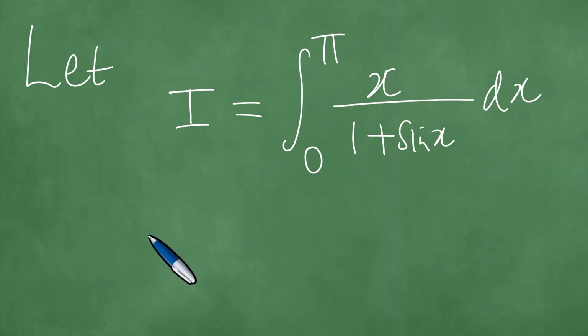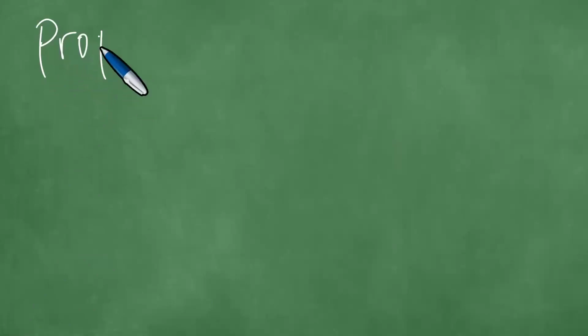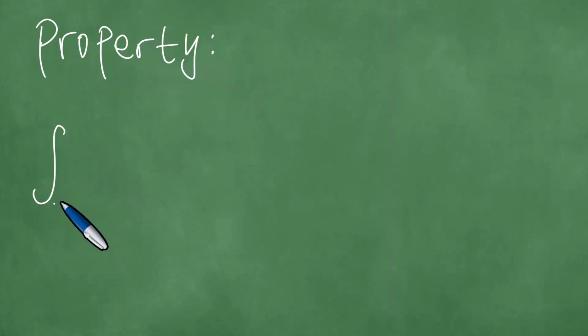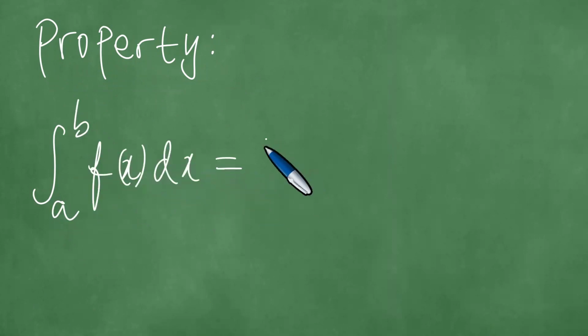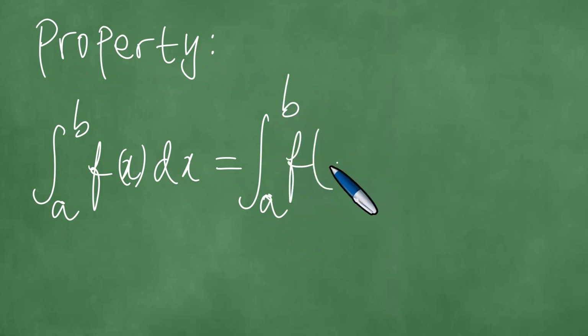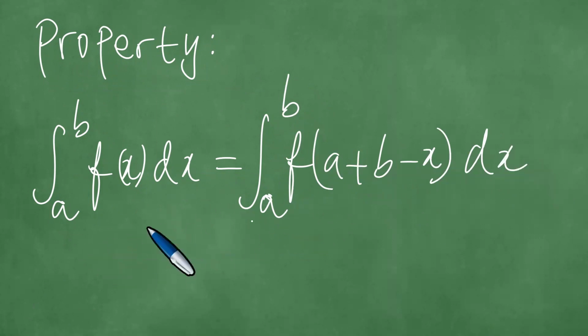And what we then do at this point is make use of a certain property. And what is this property? Let us state this property. The property states that the integral from a to b of f of x dx equals the integral from a to b of f of a plus b minus x dx. This is a true property of integrals.